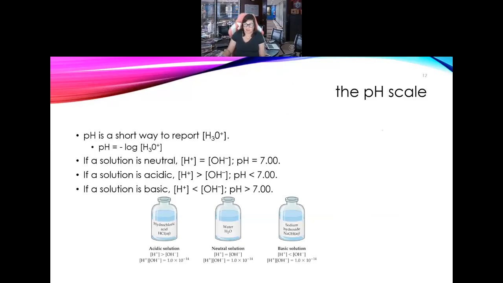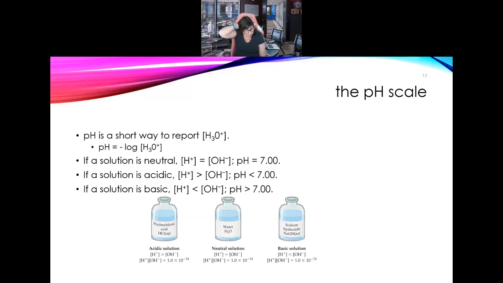The pH scale. All right, pH is a short way to report the H3O+ concentration, and that is defined as pH equals the negative log of the H3O+ concentration. Awesome, I know mathematically how to find it. If a solution is neutral, [H+] equals [OH-], and the pH is 7. If a solution is acidic, the [H+] is greater than the [OH-], and the pH is less than 7. If a solution is basic, [H+] is less than [OH-], and the pH is greater than 7. Okay, so that's what we're talking about there.